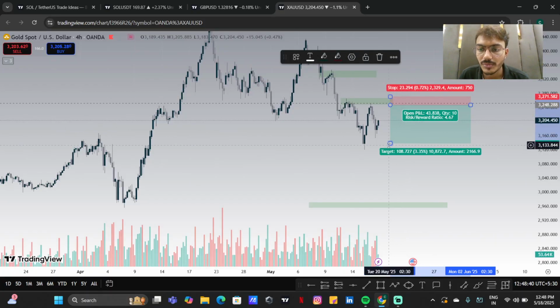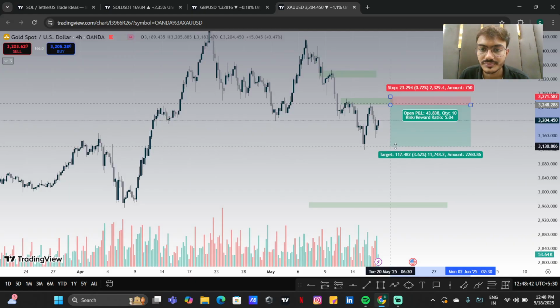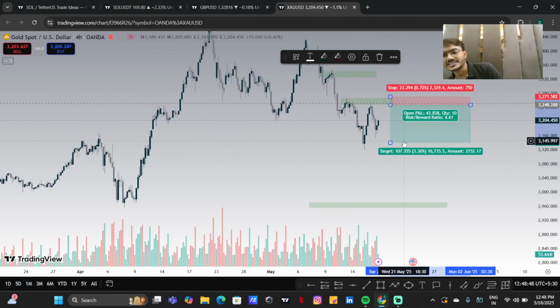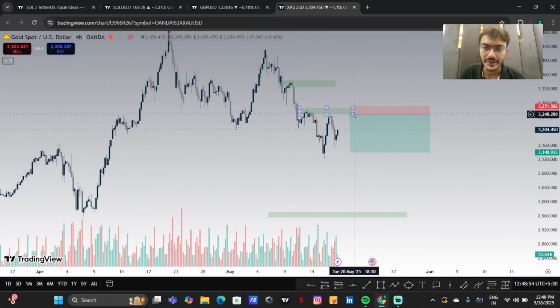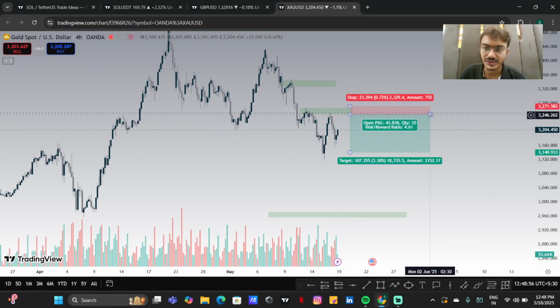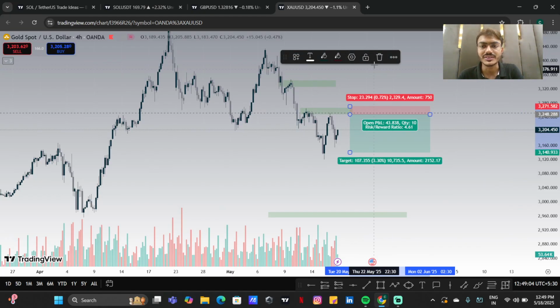2329 pips of stop loss, and up till over here it's going to be our first TP. It's 10,700. It's a 1:5 ratio trade, and fair enough, it's a good one. So I'm going to take my trade at this point. That's going to be my trade scenario if it happens tomorrow, because today is Sunday in India according to IST, and let's see what the situation is.